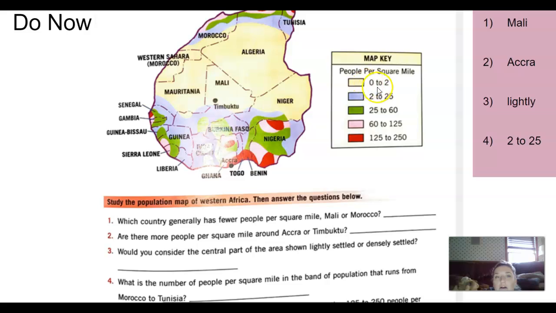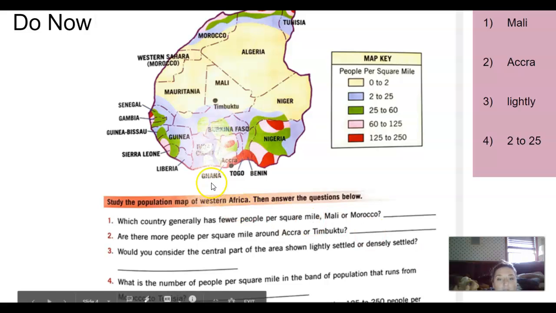And we see they are 0 to 2. And then Morocco has several different colors. So we see a wider range, 0 to 2, 2 to 25, 25 to 60, even 60 to 125 right here at the top. So we're going to put Mali there for our answer. Mali has fewer.